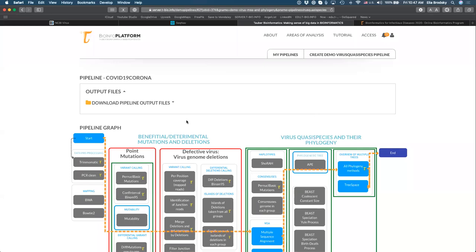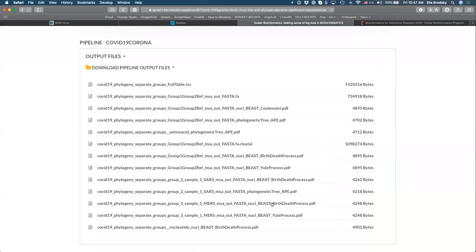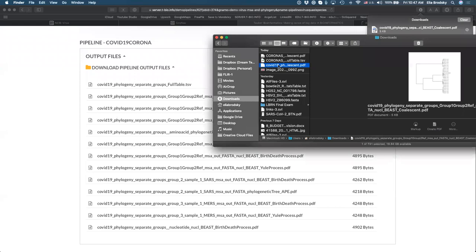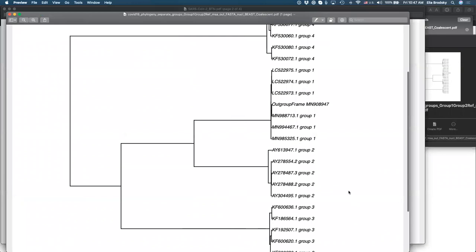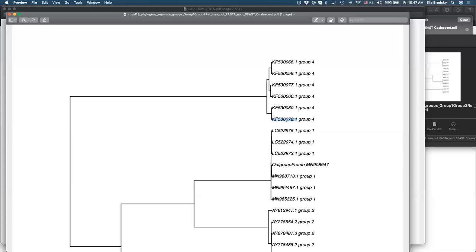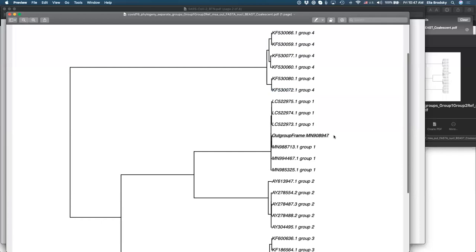Okay, so as a result, we will have a set of outputs, and these outputs could be organized by the different methods that show us the phylogenetic relationship. For example, let's just download this and look at the result here. What you can see is the different accession numbers, right? You remember we talked about accession numbers. And then we have a reference genome that we used as the reference.